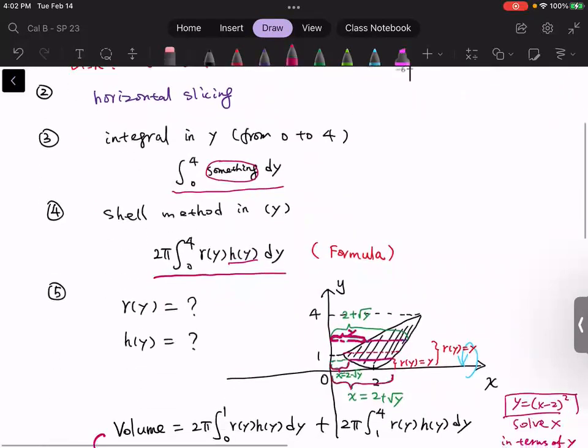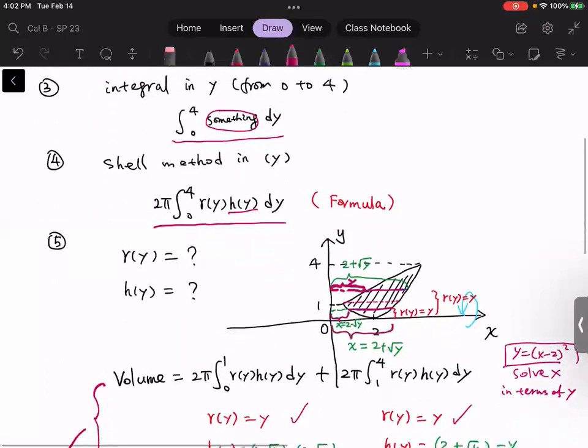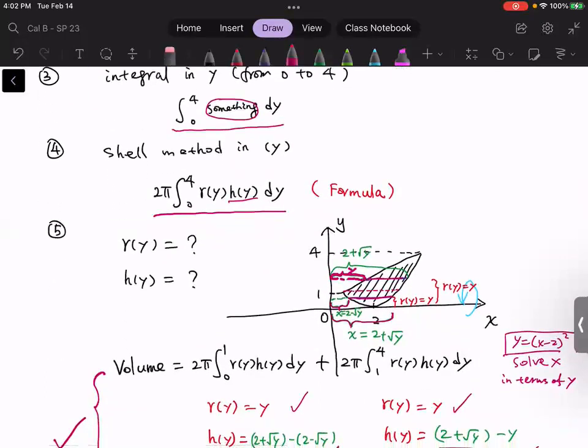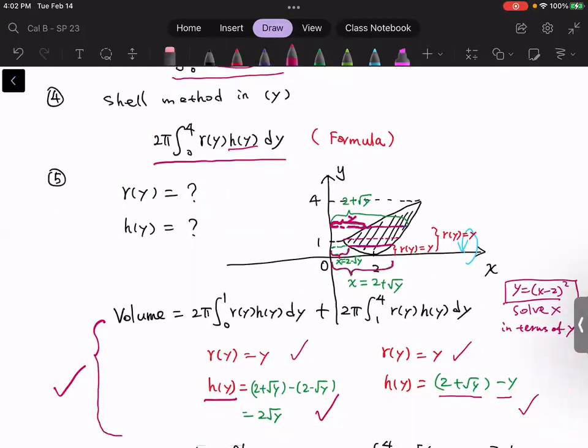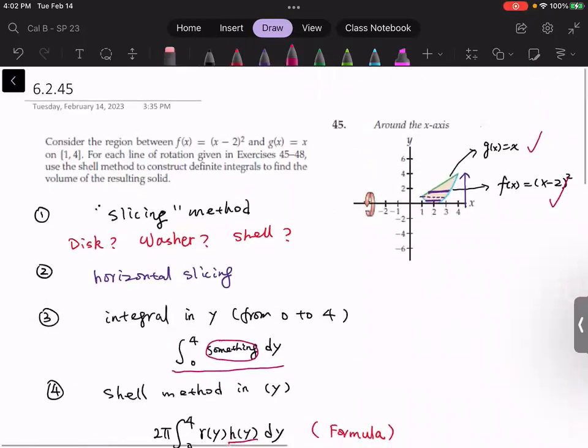The next will be the most challenging one, which is to figure out the expressions of the parameter functions involved in the integral. So this one requires you to understand the geometry. So I think that's all for this question. Thanks for watching.